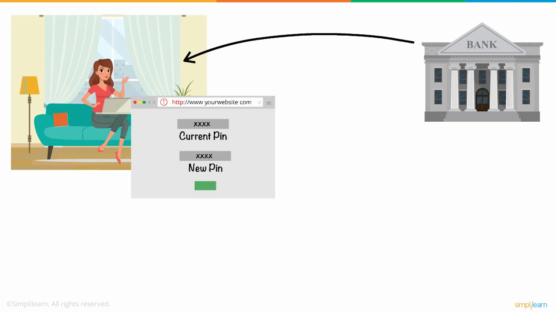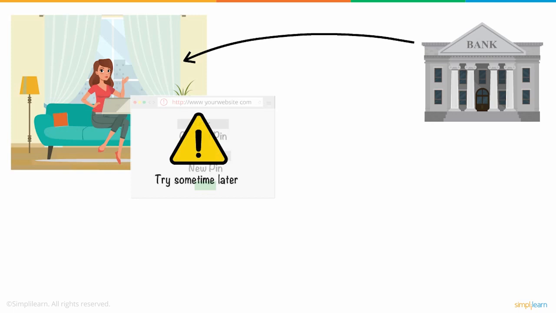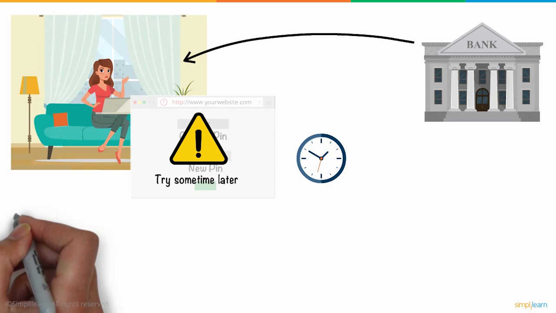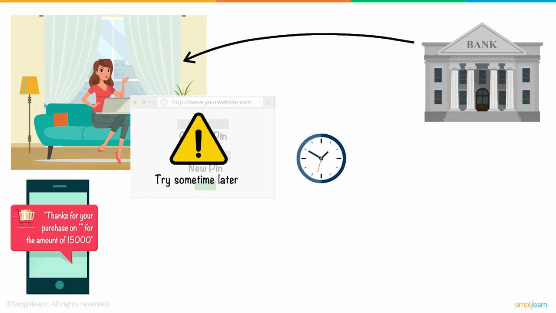On delivering her current credit card PIN and the supposedly updated one, the website became unresponsive, which prompted her to try sometime later. However, after a couple of hours, she noticed a significant purchase from a random website on that same credit card, which she never authorized.